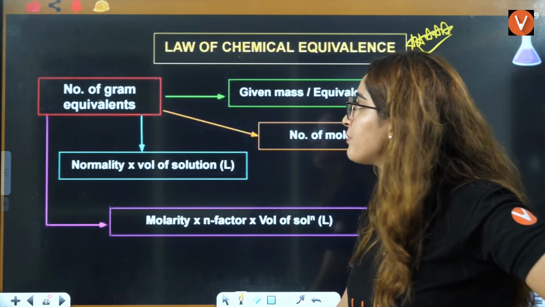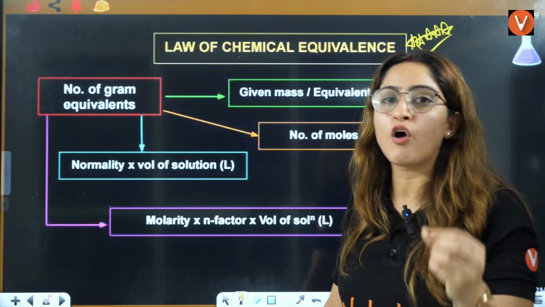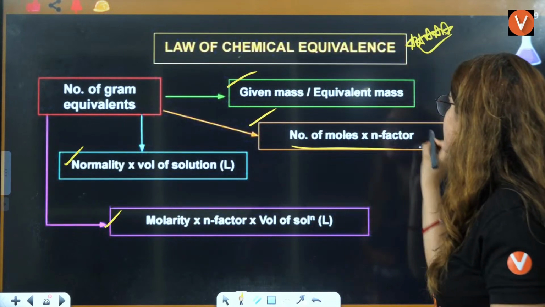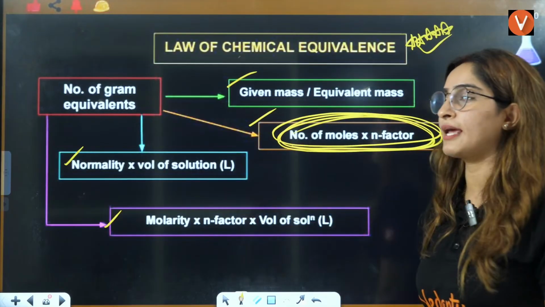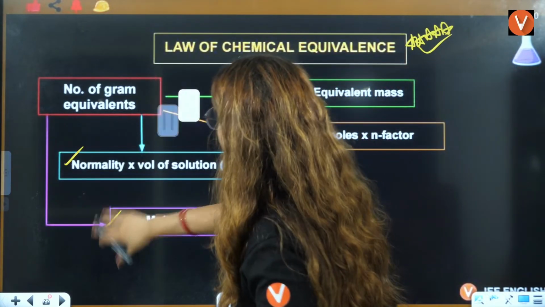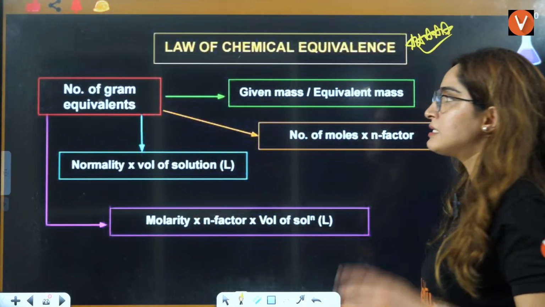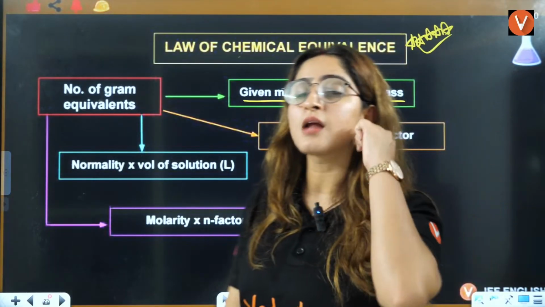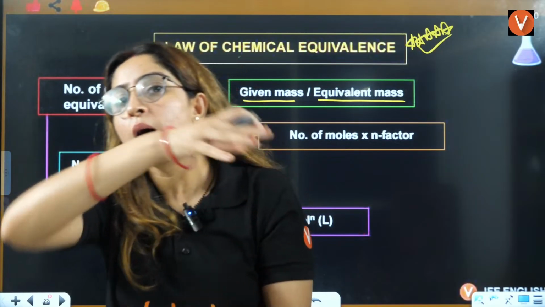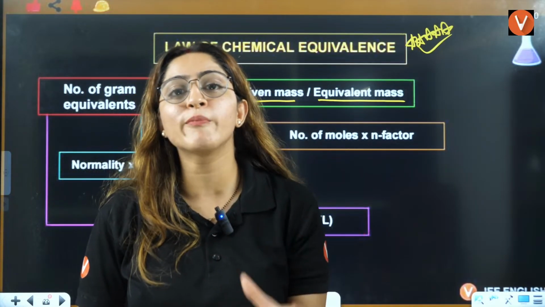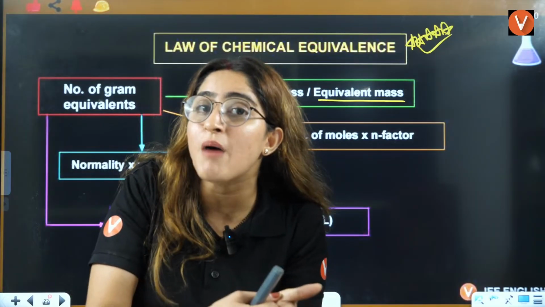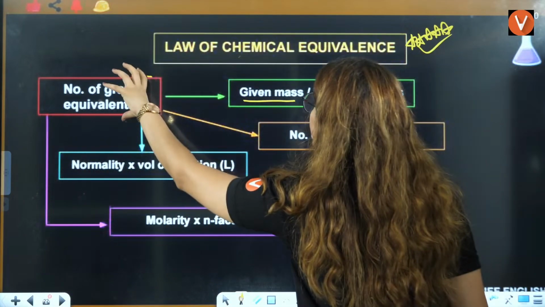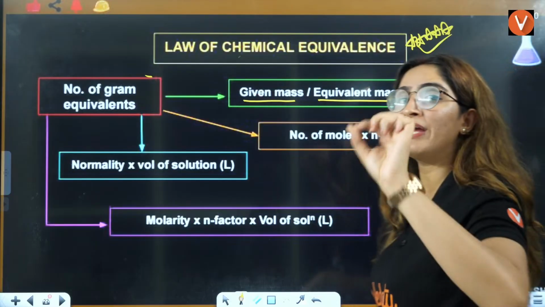Now, let's see the formula for the number of gram equivalents. These are the 4 formulas of number of gram equivalents, of which this is the one you will use the most. The first formula is: number of gram equivalents equals given mass divided by equivalent mass. See, number of moles is given mass divided by molar mass. So when you're talking about gram equivalents, replace the molar mass with equivalent mass. Here, the number of gram equivalents is given mass by equivalent mass.